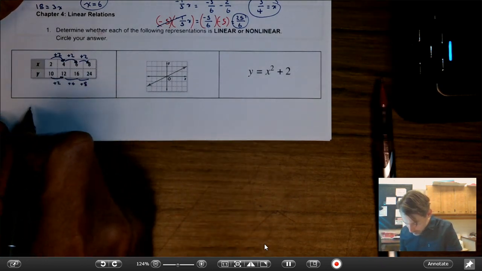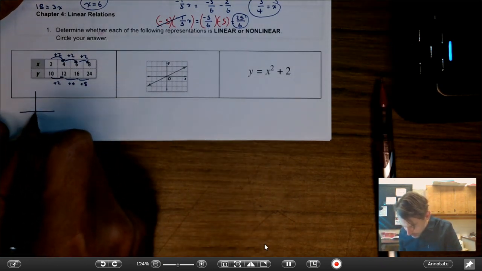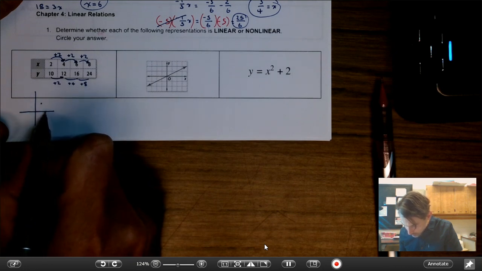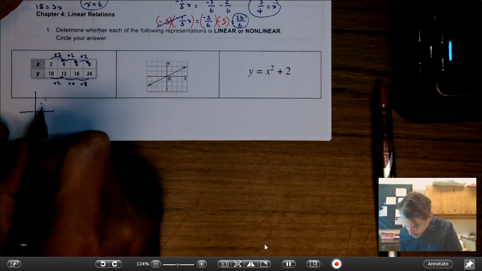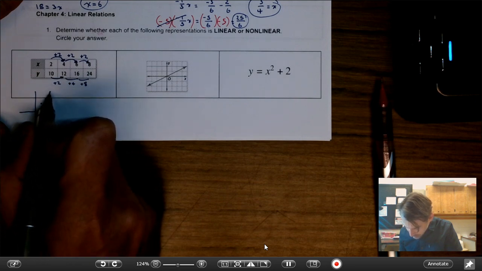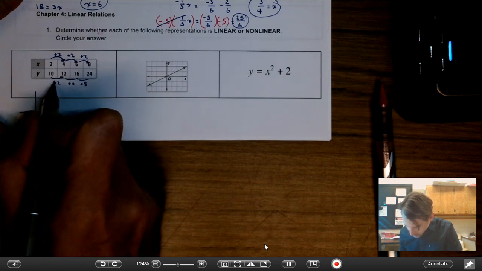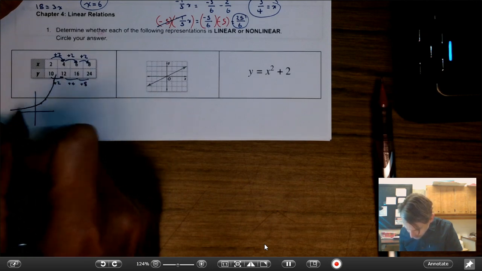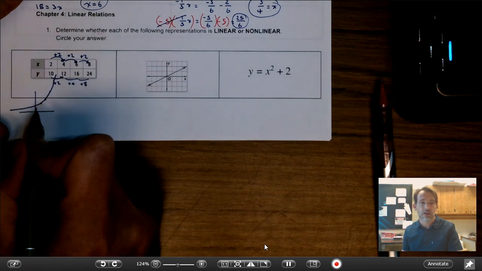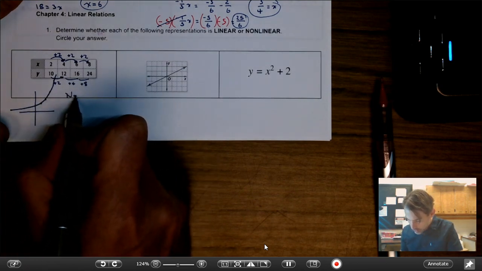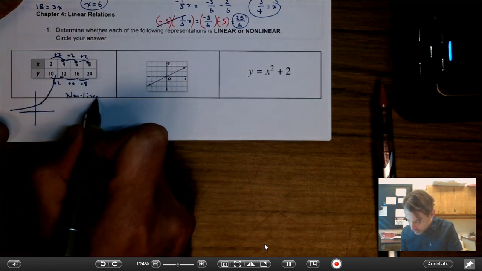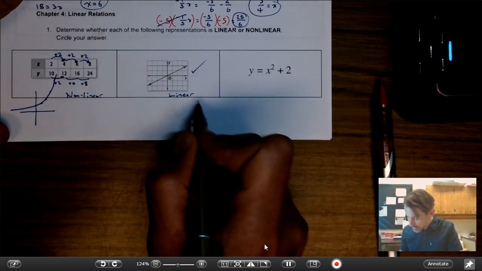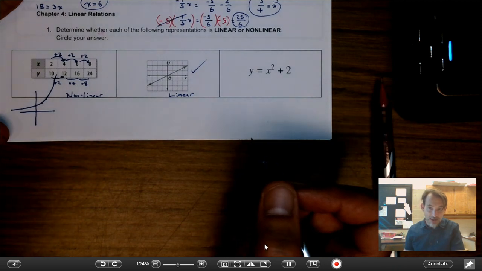So let's visualize it. Here is my xy axis. Here's 2, 10, 4, 12, 6, 16, and 8, 24. It's doing something like this. It's curvy. It's not linear. That's why this is non-linear. This is a line, so it's linear. That looks like the line y equals 1/2 x.